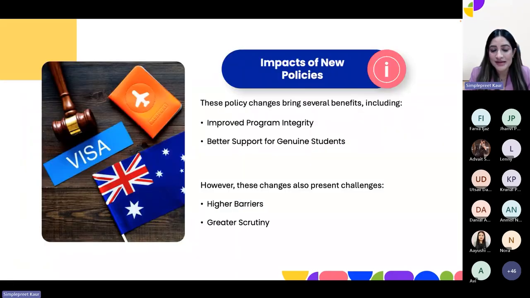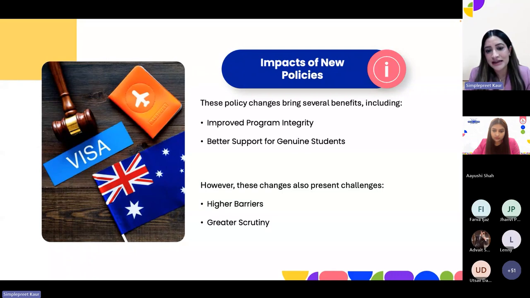Now, how are these policies going to impact the student visa applicants? Every coin has two sides. It has some positive and some negative effects as well. So let's talk about the positive ones first. The positive one is that it will end visa hopping, which means it will give opportunities to and support the genuine students. The genuine students will get more post-study work opportunities, and the student visa program will work in a more efficient and integrated way.